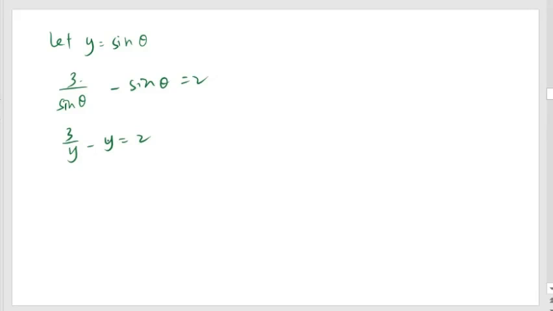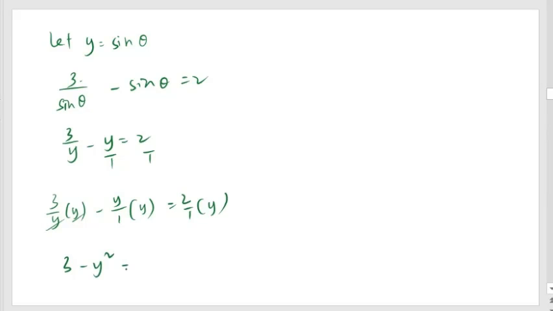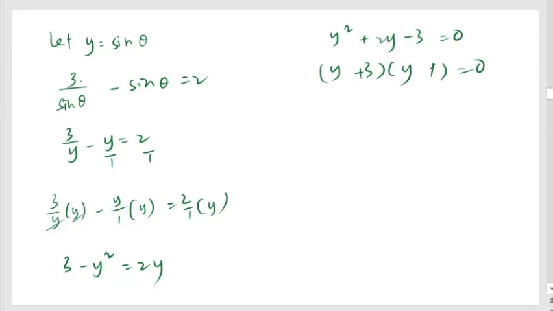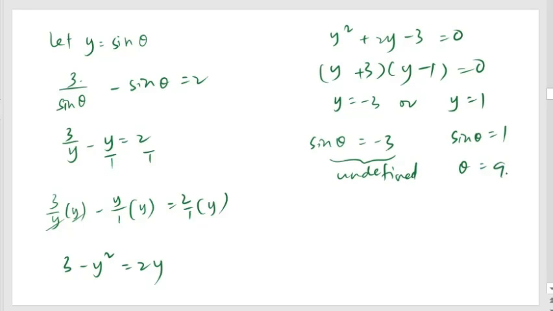We cannot leave y in the fraction, so we have to change it. Multiply each term by y: 3 over y times y, y over 1 times y, 2 over 1 times y. So you get 3 minus y squared equal to 2y, so y squared plus 2y minus 3 equal to 0. Then factorization: y equal to minus 3 or y equal to 1. Changing back, sine theta equal to minus 3 or sine theta equal to 1. The first one is undefined, and the second one gives 90 degrees. So your conclusion is the angle is 90 degrees.